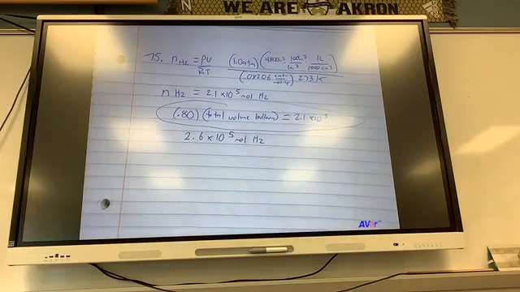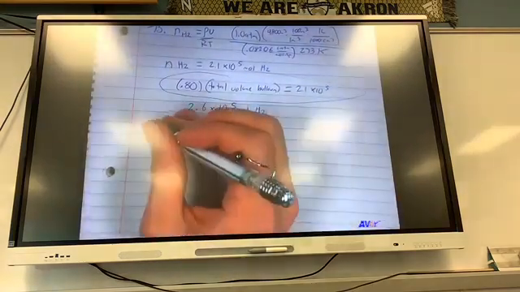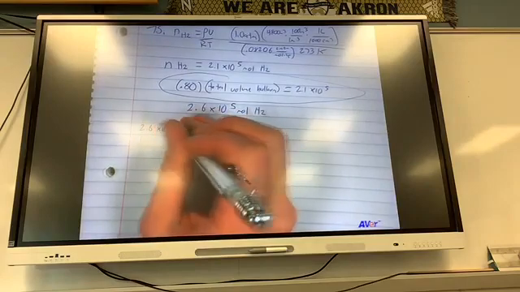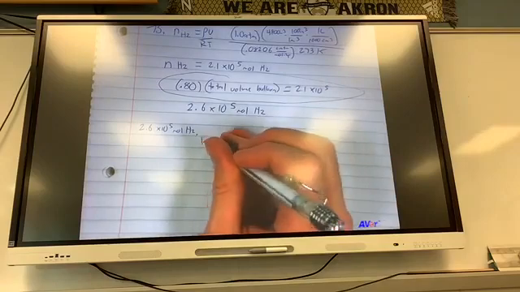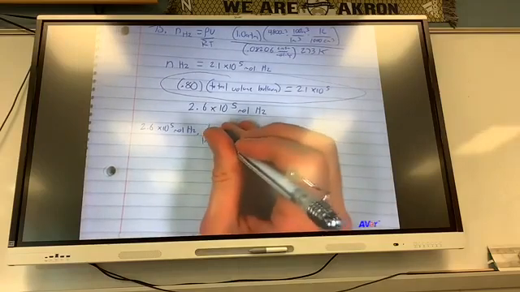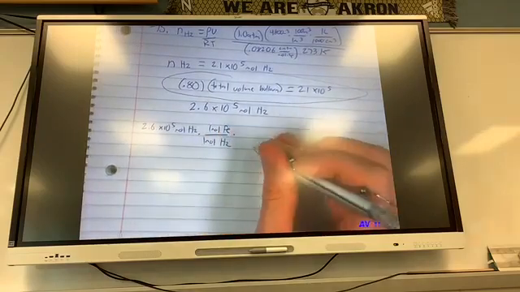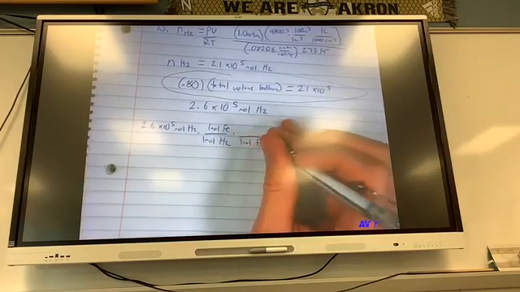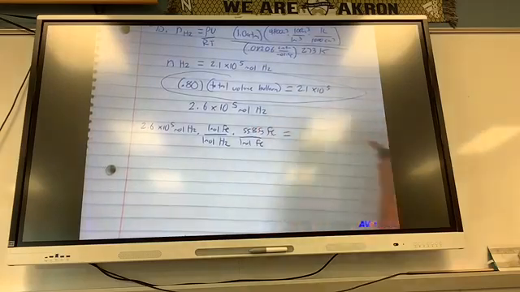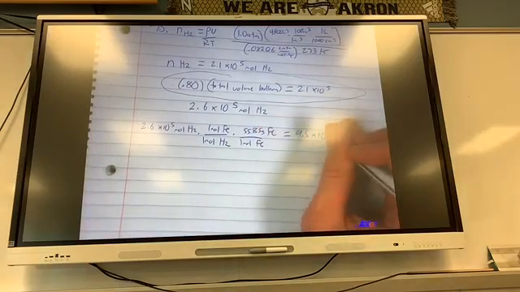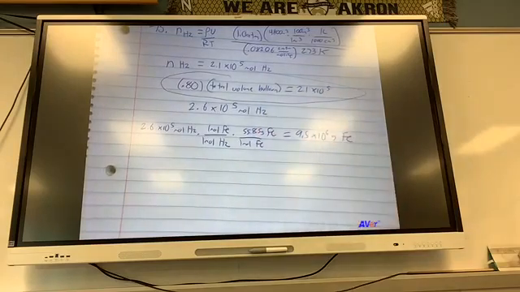Okay. So I'm going to take this and convert that to grams of iron. I'm going to take my 2.6 times 10 to the fifth moles of H2, and do some fun stoich. 1 mole of H2 from the balanced equation is to 1 mole of Fe, and 1 mole of Fe is 55.85 grams of Fe. So that gave me 9.5 times 10 to the 6 grams of iron. That's part 1.